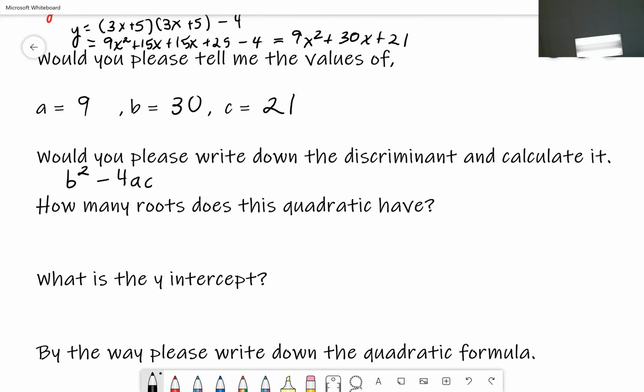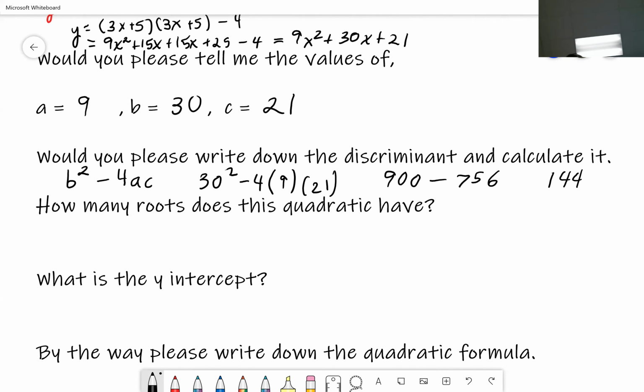b squared minus 4ac. Well, that's 30 squared minus 4 times 9 times 21, which is 900 minus, well, let's see what that is. It's minus because it's 21 times 9 times negative 4, which comes out negative. Okay, 21 times 9 times 4. So that's minus 756. And we take 900 and subtract 756, you get, oh, wonderful, 144. So your discriminant is 144. So far, everybody here has those skills.